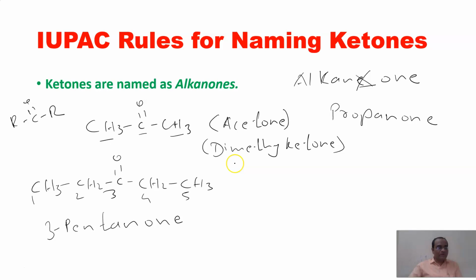Let us take one more example, and remember that "one" is for suffix purpose. When it comes to a prefix, it is called oxo. We will see such kind of examples in the next session, when we will have 2 different kinds of functional group in the same molecule. So at that time we will see this oxo.